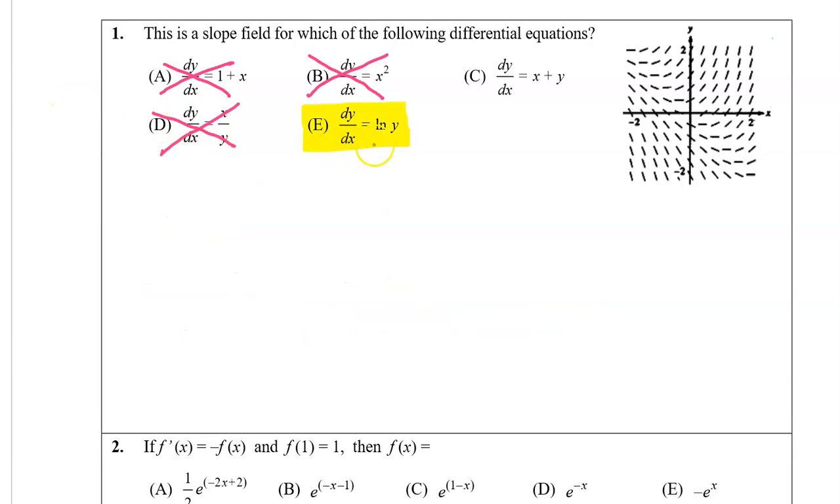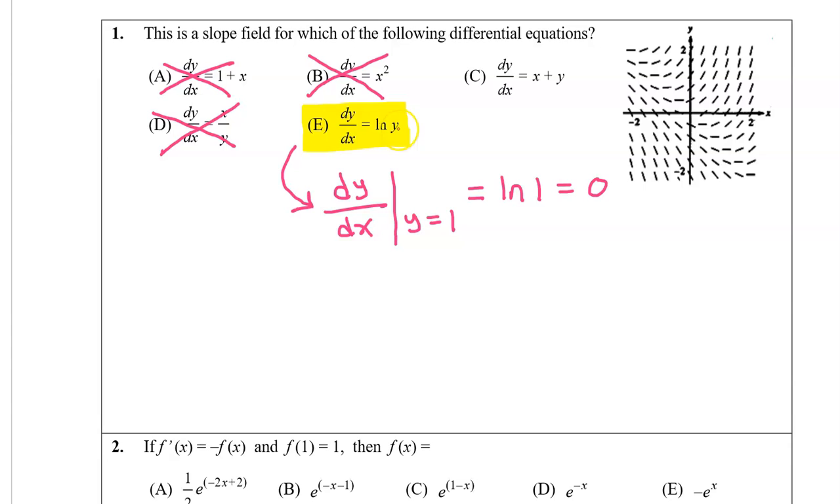Looking at option E, we know that natural log is undefined at 0 or at any negative value. So a slope field for this differential equation, for values of y that are 0 or less, we should expect to see either vertical lines or maybe nothing at all. But we see a bunch of regular slopes of varying types. So E cannot be the answer.